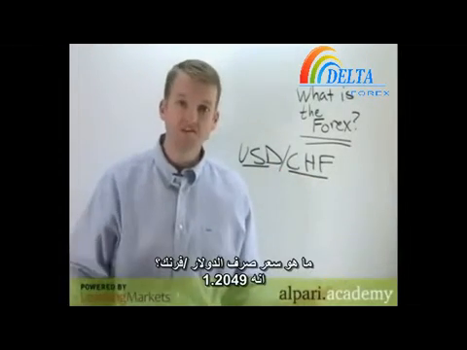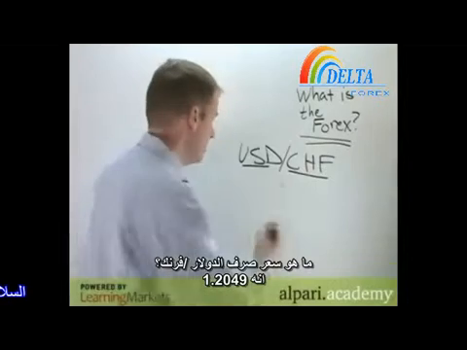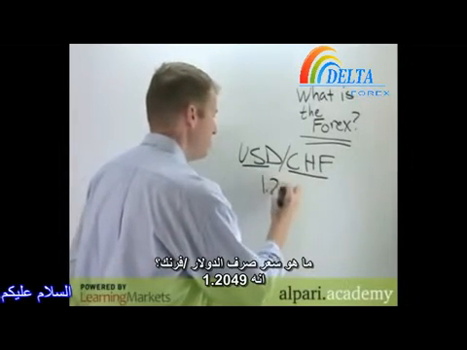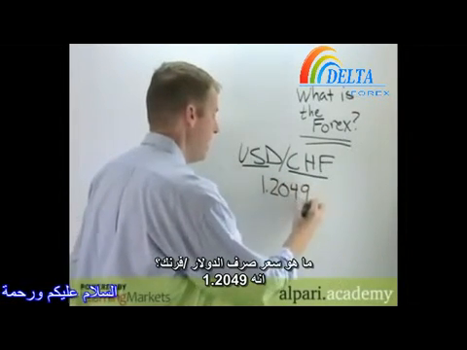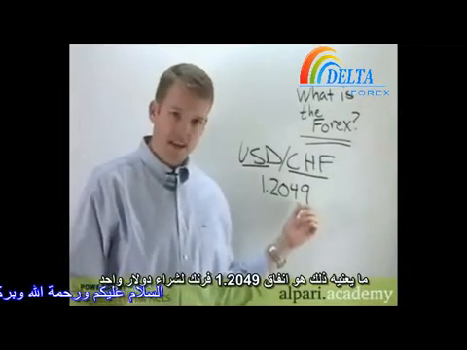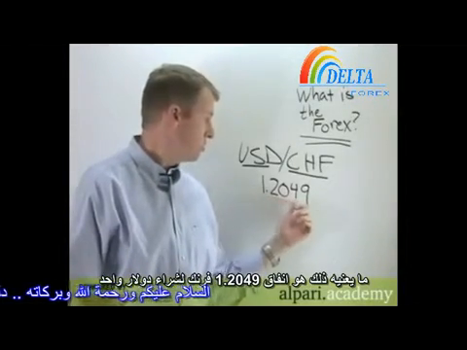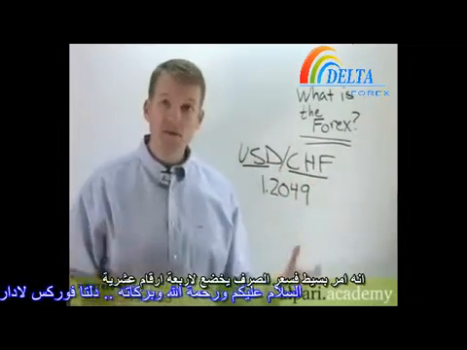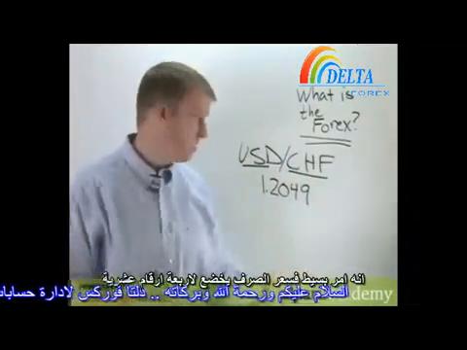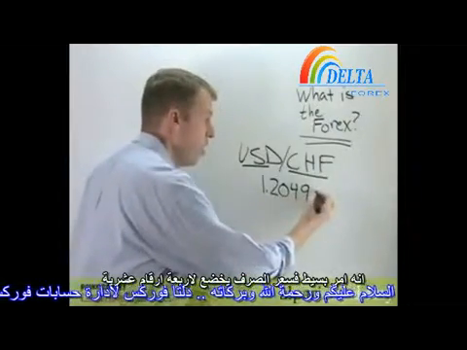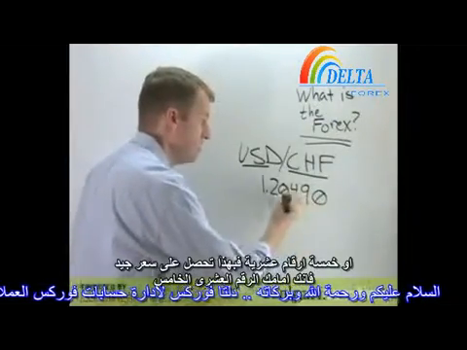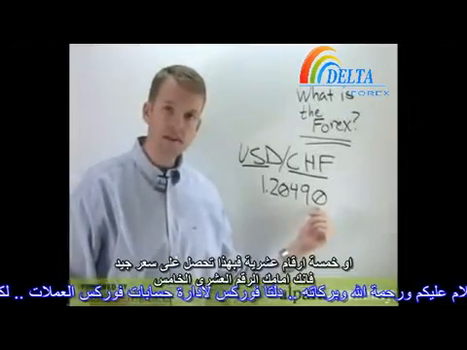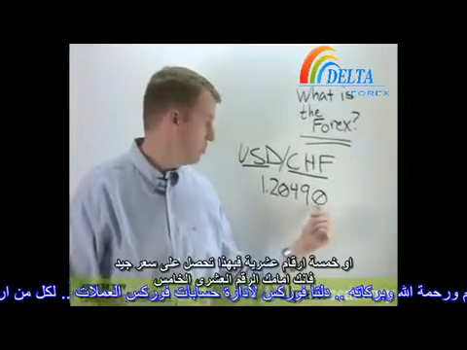Well, what is the exchange rate for the dollar franc? Well, let's say it's 1.2049. That means it costs 1.2049 francs to buy a dollar. So that's pretty simple. Exchange rates are typically carried out to the 4th or 5th decimal place when you're getting really good pricing, so you can get all the way out to the 5th decimal place.